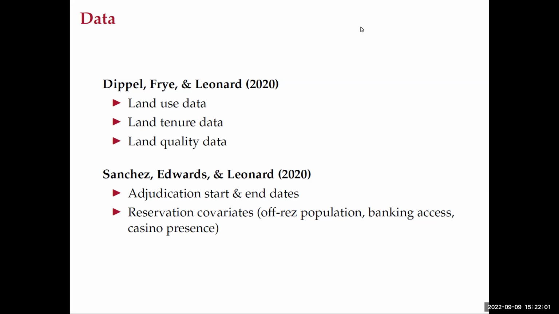And then we use our previous papers and Leslie's work, Leslie Sanchez's work on adjudication start and end dates. So she went through every single court filing for all these reservations, read through them all, got a bunch of data out of them, including when the negotiations started, when they were settled, and then a bunch of other reservation and settlement covariates. So things like off-reservation population, banking access, where they have casinos. Some of this is publicly available in other data sets, but a lot of it wasn't, especially the data about the settlements themselves, right? All the settlements are just big legal documents. There's a big database somewhere with all these documents, but she went through those to find all that, right?